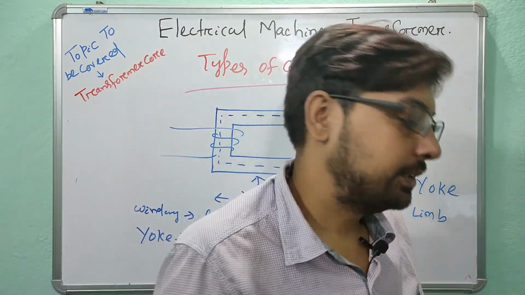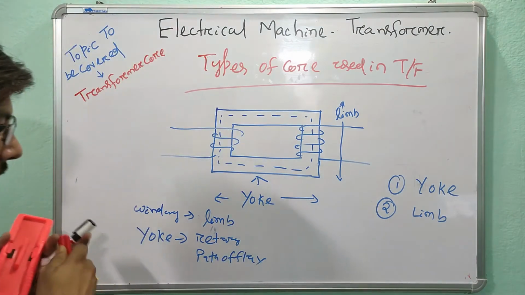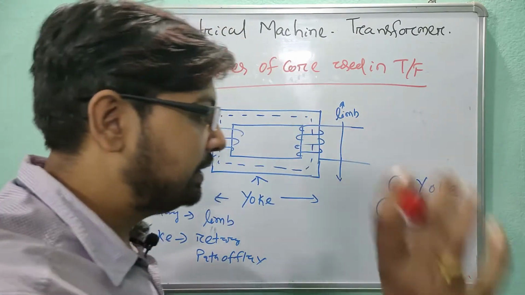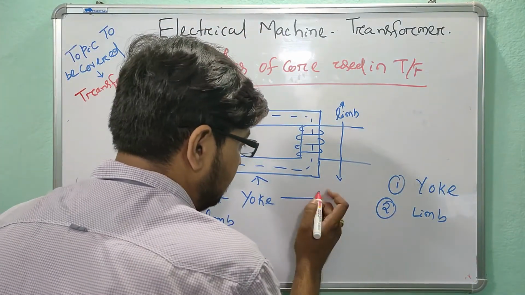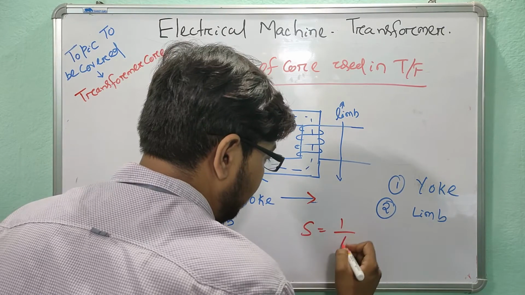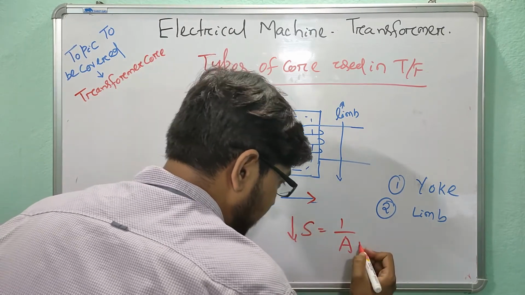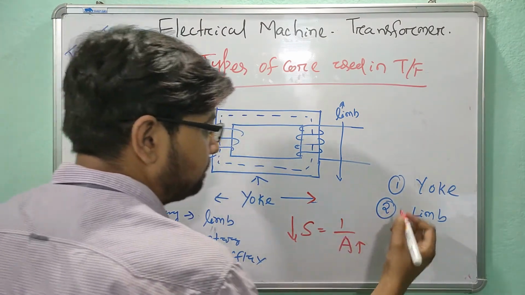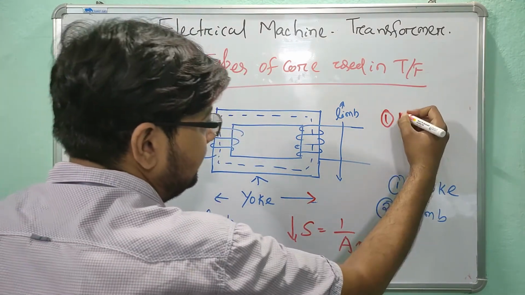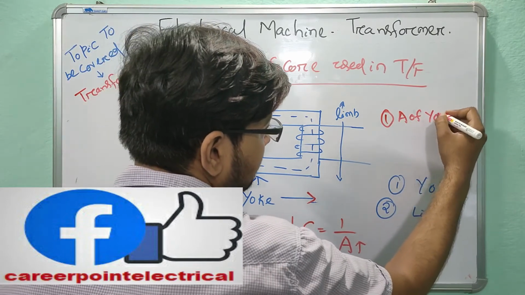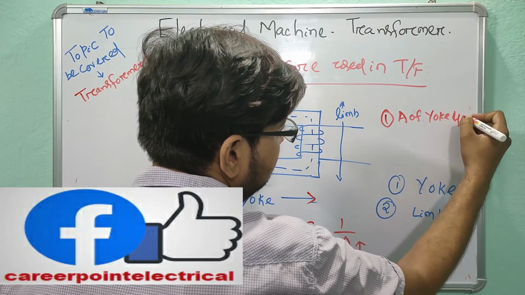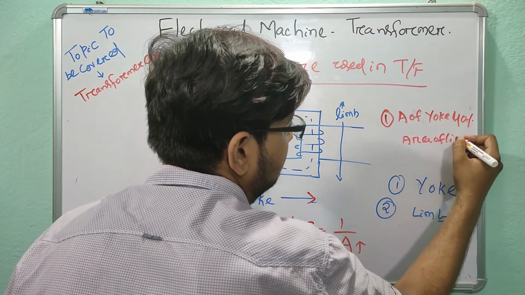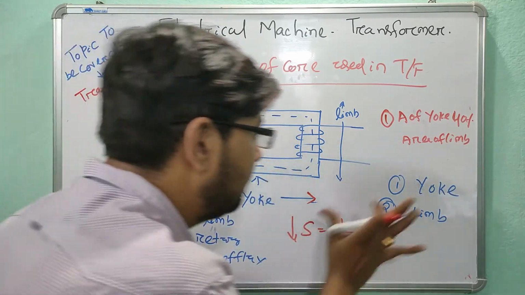So the area of the yoke is 40% more than the area of the limb. Why? To reduce the reluctance, that is S is equal to l by A. If reluctance is to be reduced, then the area of the core increases. So what is my conclusion? The area of the yoke is 40% more than the area of the limb. Okay, this is all about yoke and limb.